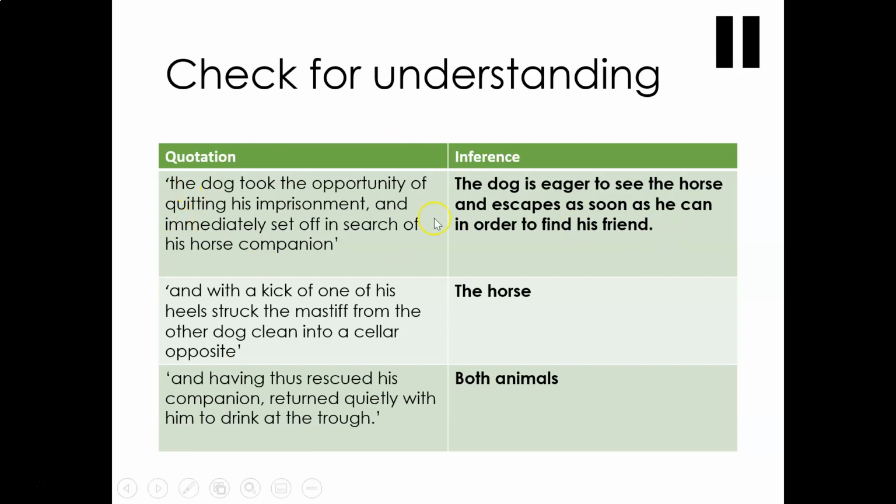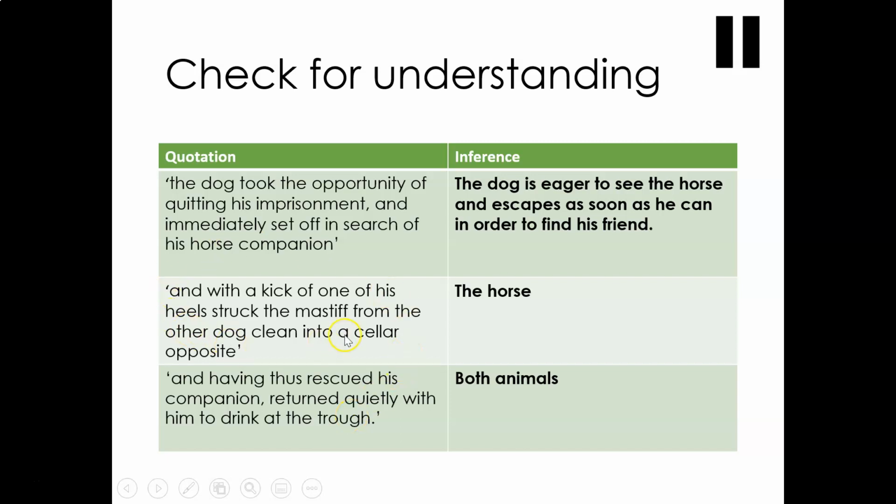Here I have a quotation from the text which tells me something about the relationship or bond between the 2 animals. The dog took the opportunity of quitting his imprisonment and immediately set off in search of his horse companion. On the right side of the table I have made an inference, and in my own words I've placed a sentence which clearly explains what I understand from this quote. The dog is eager to see the horse and escapes as soon as he can in order to find his friend. I would like you to do the same for the following 2 quotations.